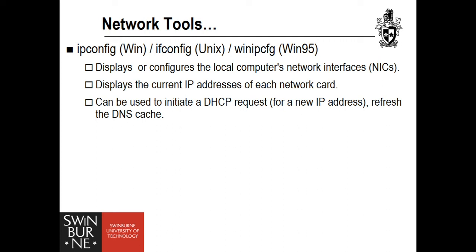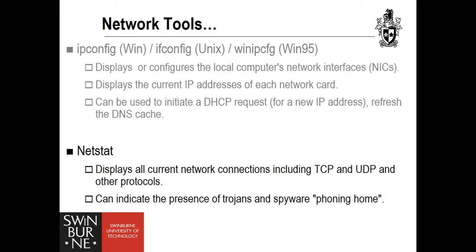It is used to display or configure the local network interface. It also displays the current client IP address. For example, if you want to check the IP address on our PC, we can use ipconfig. It can also be used to initiate a DHCP request and refresh the DNS cache.